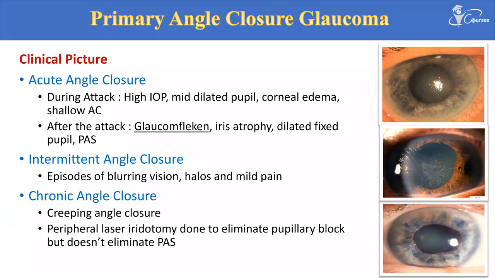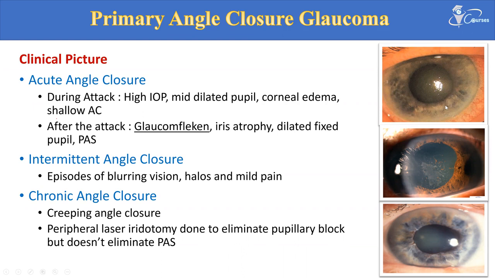So when you examine the angle, you will find that the angle is closed, and this is how you diagnose a patient with acute angle closure glaucoma. So severe pain, ciliary injection, corneal edema, a mid-dilated, vertically oval pupil, and the presence of high intraocular pressure with a closed angle.